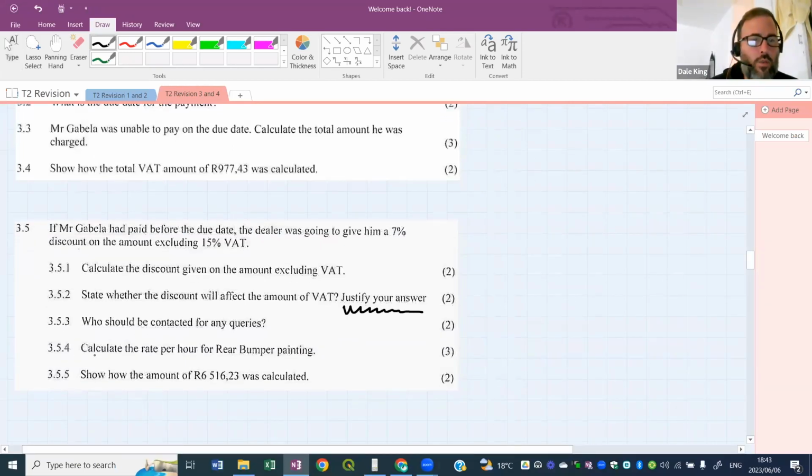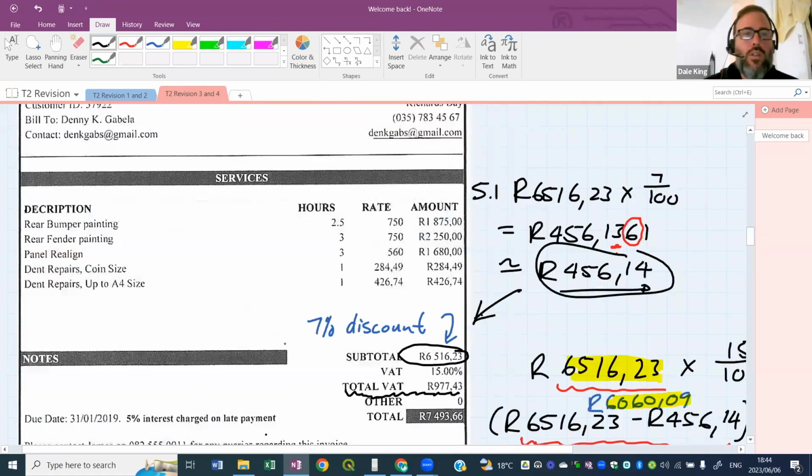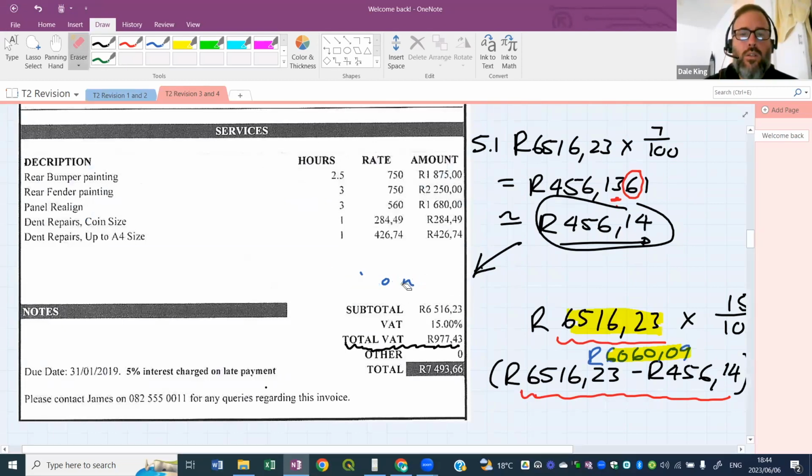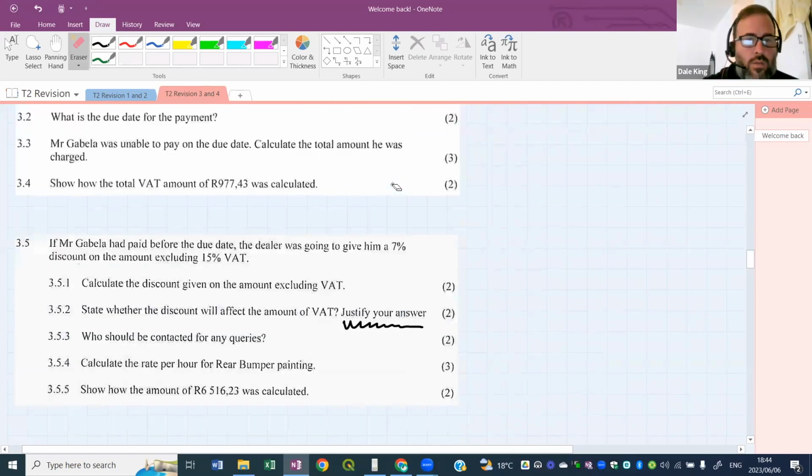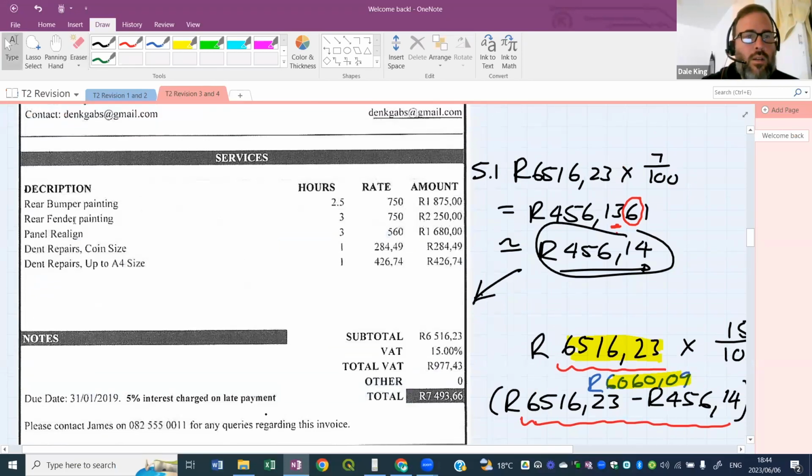Question 354. Calculate the rate per hour for rear bumper painting. So let's go up to our invoice here. Gonna erase some of this information that's distracting us. Over here under description, rear bumper painting is the first one there. They did 2.5 hours of rear bumper painting. There is a rate there of 750. So what is the question saying? Calculate the rate per hour for rear bumper painting. Oh, well, maybe they want us to confirm that it is 750 an hour. I think that's the rate, but let's check.